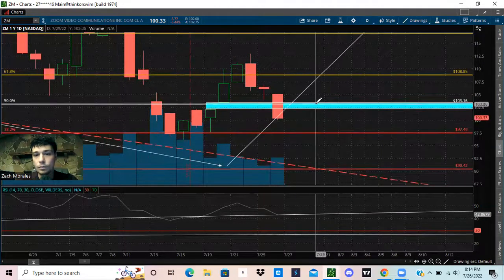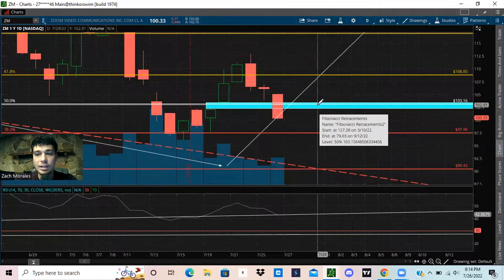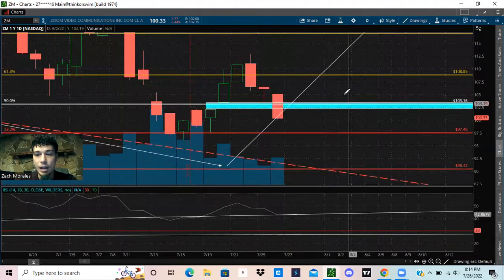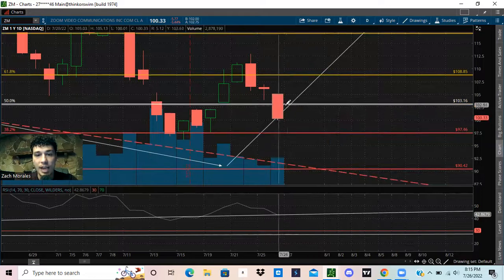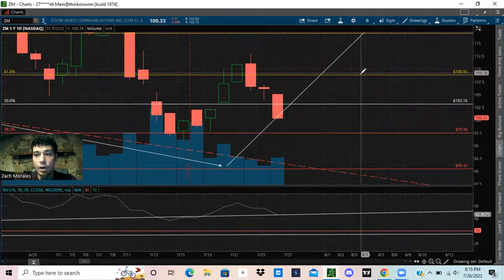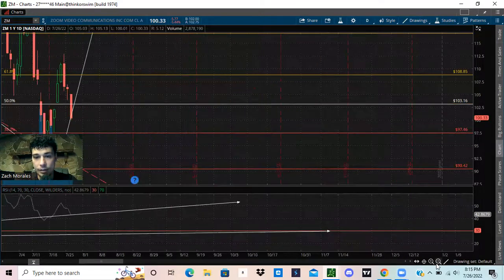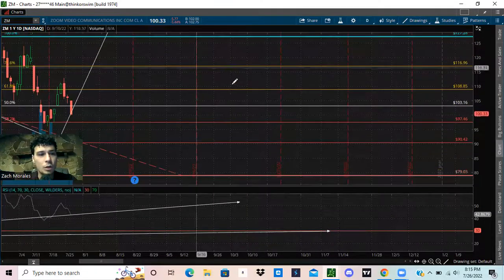And then we have this 103.16 level. We broke through that today, so that'll be a major resistance level now. We can go ahead and get rid of this box because our gap has been filled. And then above there, we have 108.85. So those are the main levels.